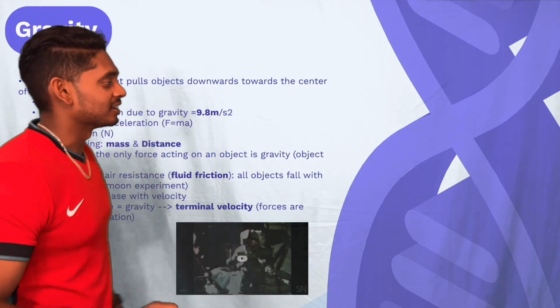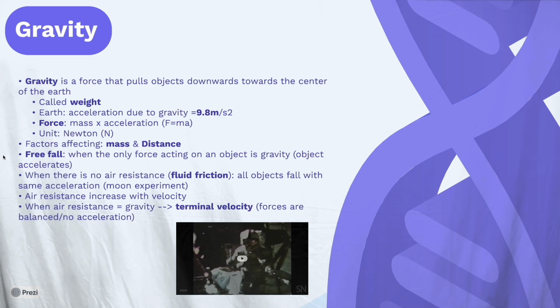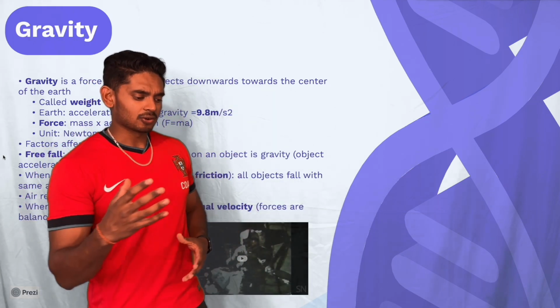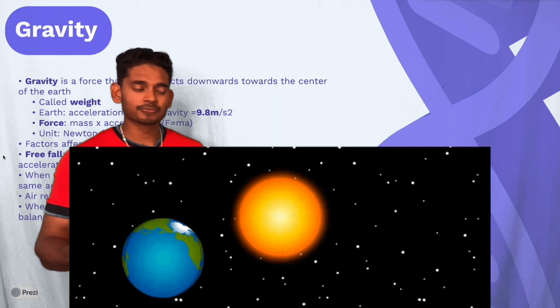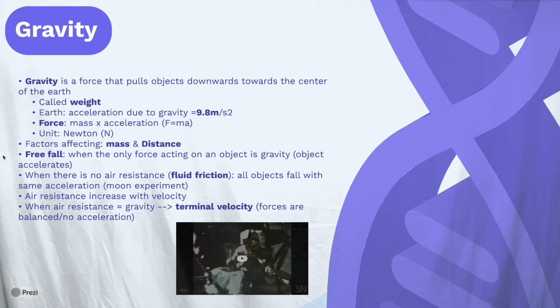The only way to fly as a human is to work against gravity. What is gravity? Gravity is a force that pulls objects downwards towards the center of the earth. Now, if you've watched our astronomy unit, you know a thing or two about gravity and how it keeps planets in its orbit. So gravity here in physics, what we're talking about, is the force acting on all objects on Earth, pulling it down to Earth, keeping everybody on Earth.